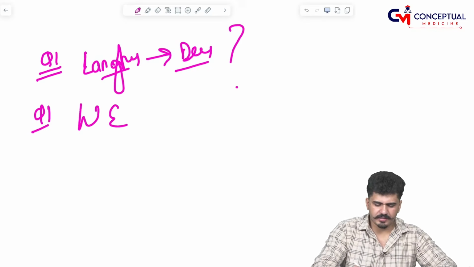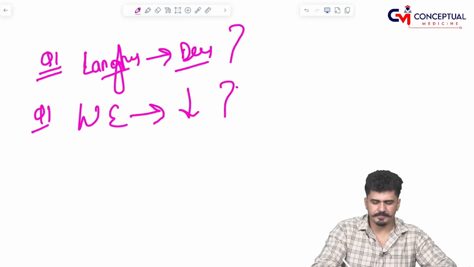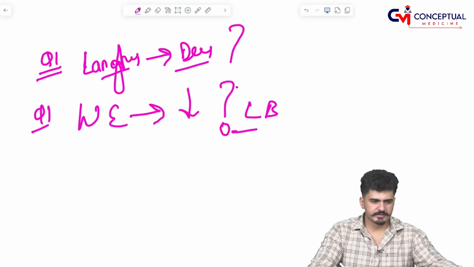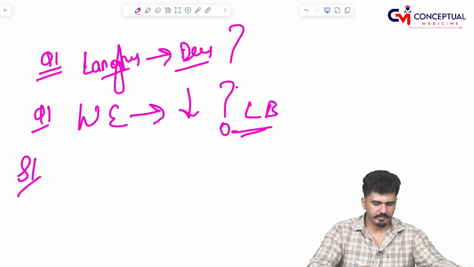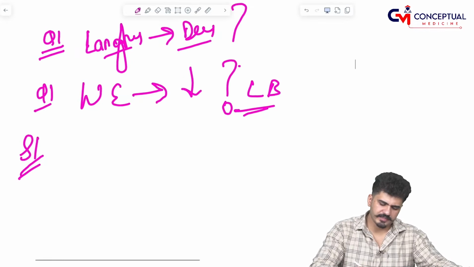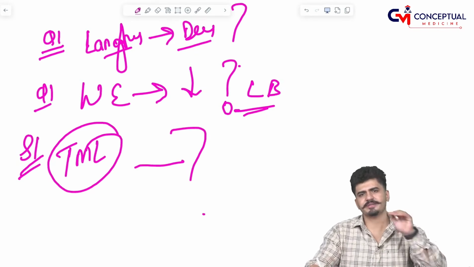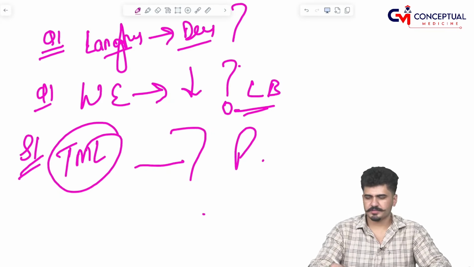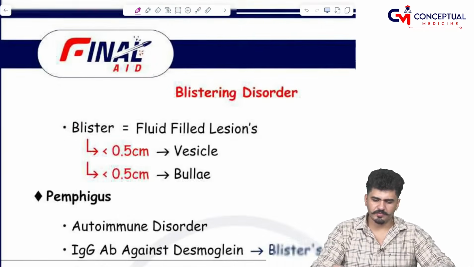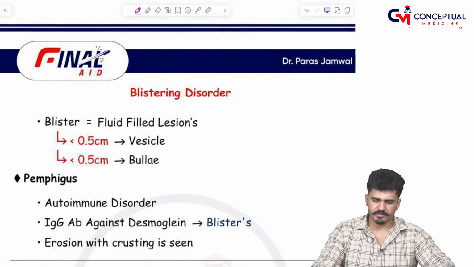Winter eczema is happening because of a decrease in lamellar bodies, sir. Next, sir. If the nucleus is present in the topmost layer, what is that condition called? Parakeratosis. Let's move on to the very next thing, sir: blistering disorders.